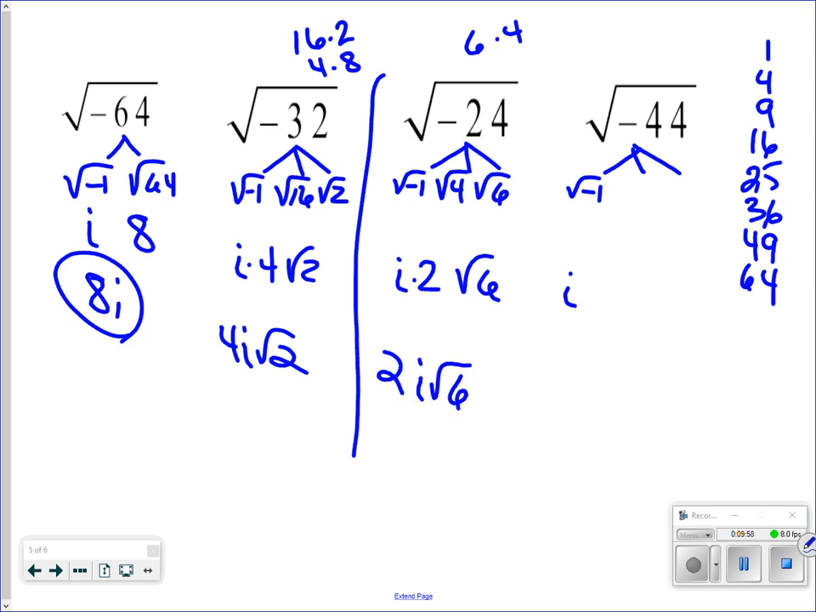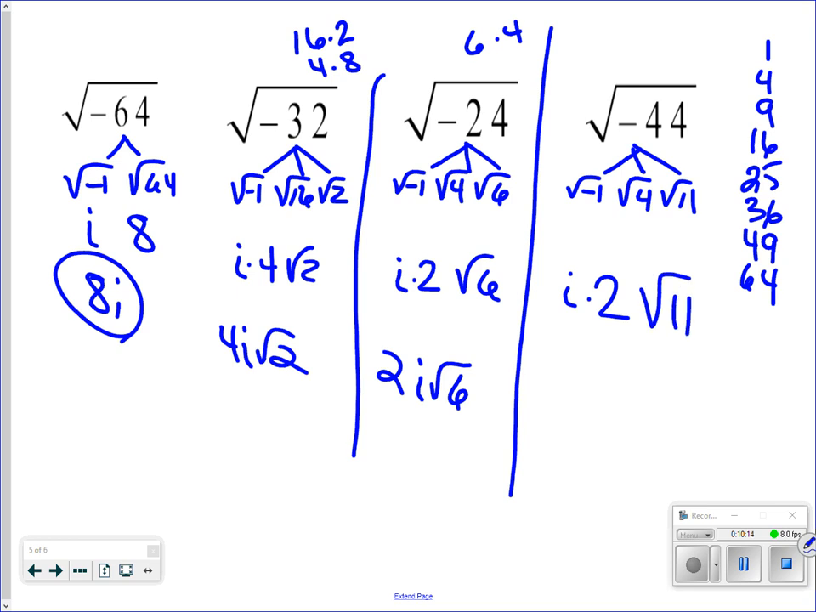2i root 6. Guess what goes into 44? Hopefully you can think right away. 4 times 11. What's the square root of 4 come from? Drop down the square root of 11. And does that one look nice? No, make it look pretty. 2i square root of 11. You're good to go.